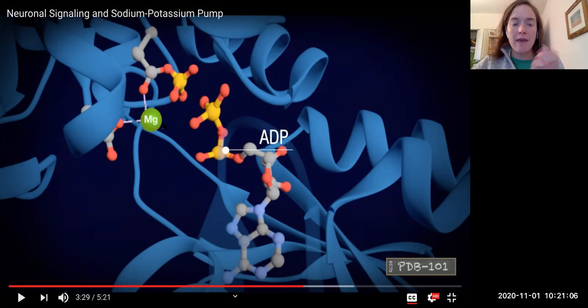that's going to provide the impetus to change the shape of this pump so that now it will be more favorable to accepting the sodium ions, 3 of them, from the inside of the cell, where it's going to pump them back out to the outside. And I love how this shows that lipid bilayer that we've been studying.